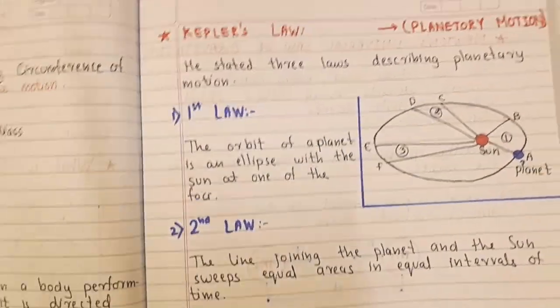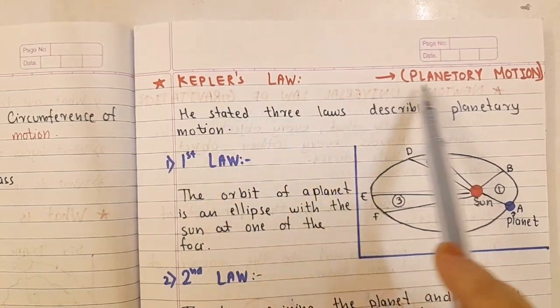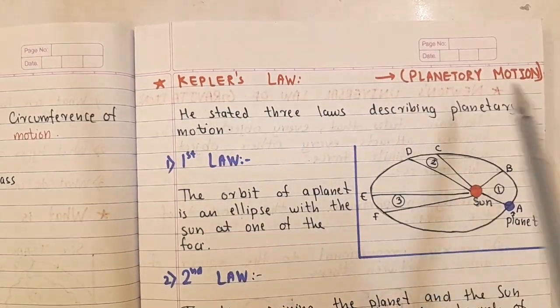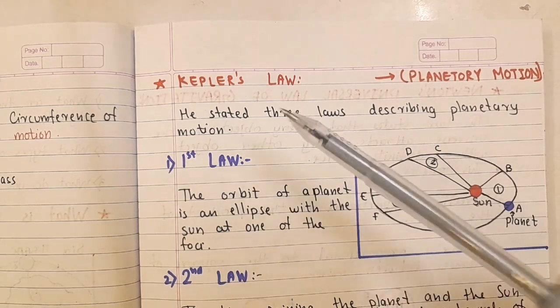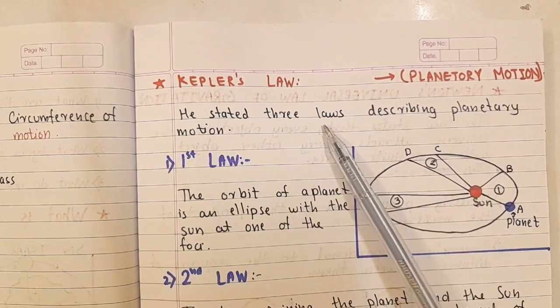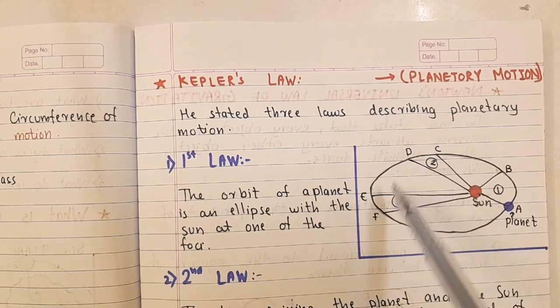Now our next topic is Kepler's laws. Kepler's laws are basically the laws about planetary motion. There are three different laws derived by Kepler, describing planetary motion. This is an elliptical orbit, and at this place the sun is present, and around the sun a planet is rotating. The planet's journey will start from point A to B, then C to D, and E to F.